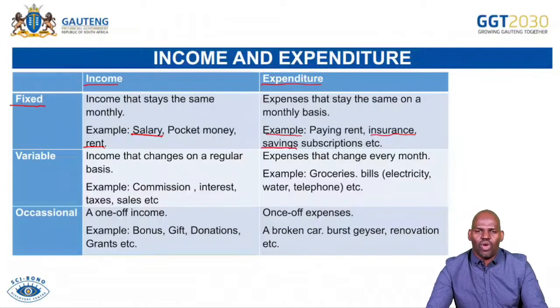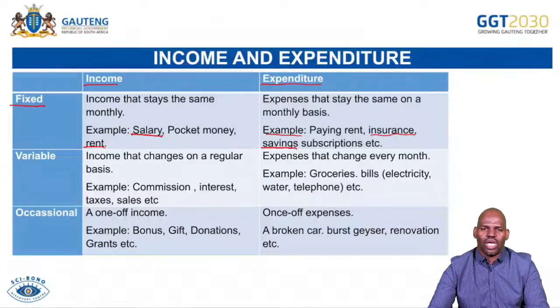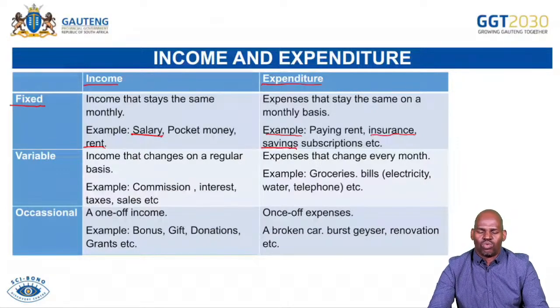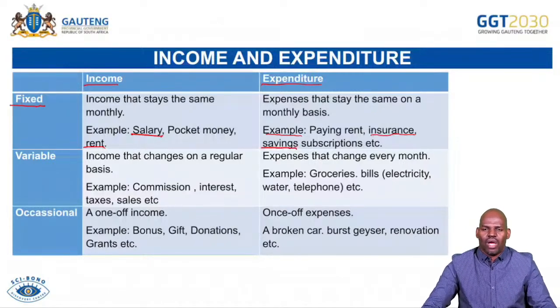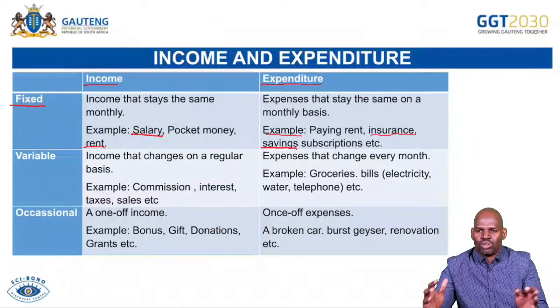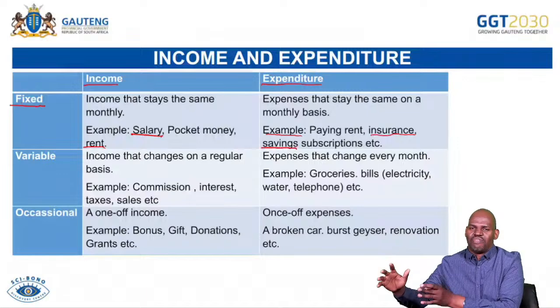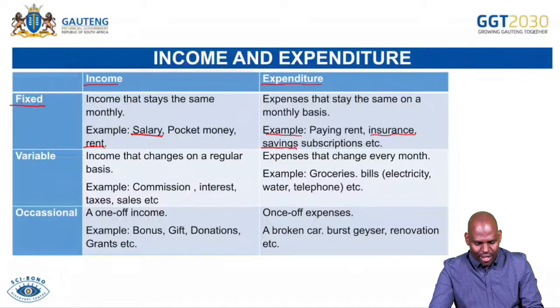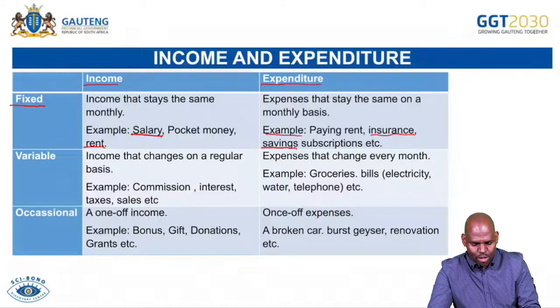Savings. If you decide to save 500 Rand or 1000 Rand every month, that will be the same every month. It's not something that is going to happen instantly, it's something that you're going to think about. But as long as you're sure that every month you're going to save 500 Rand, that will be regarded as fixed expenses.